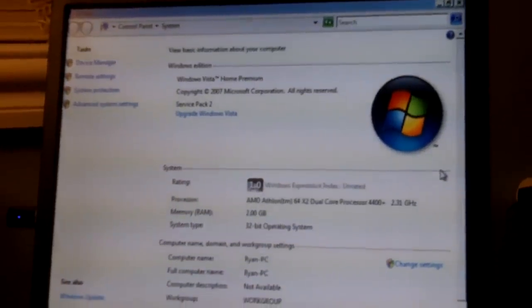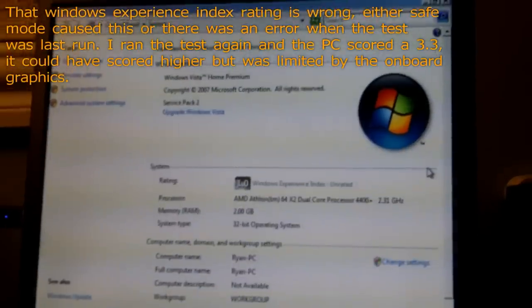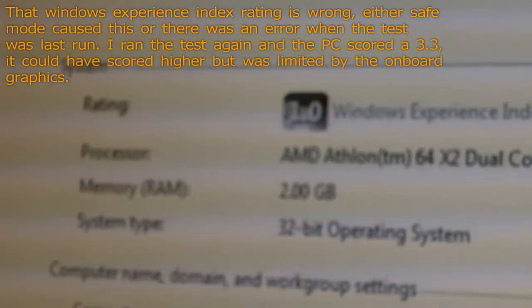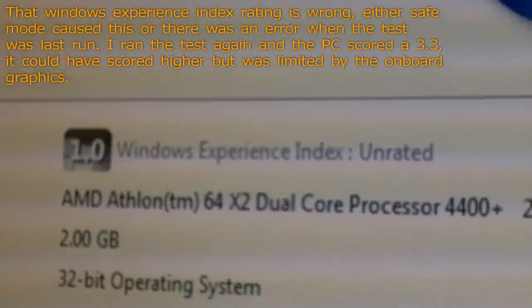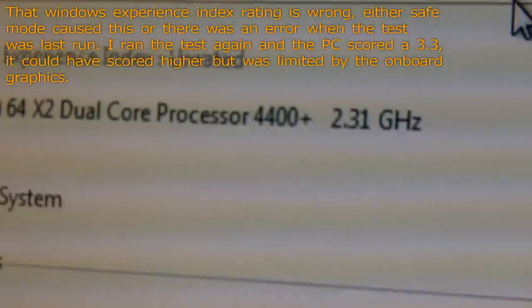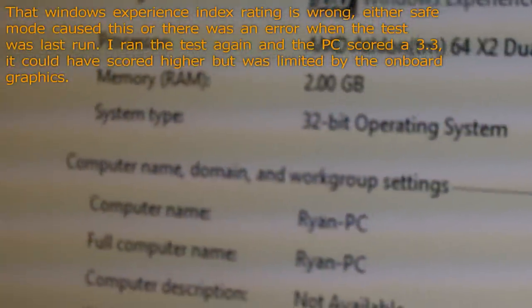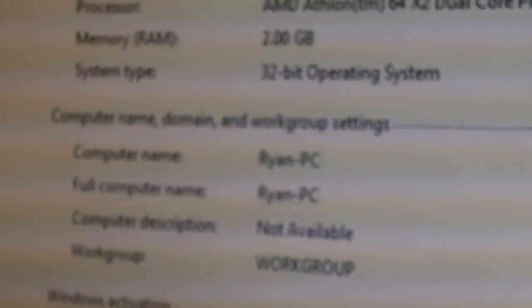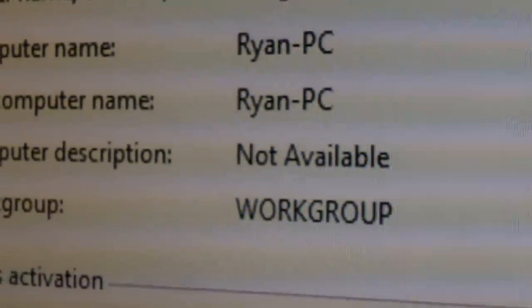So I had to go ahead and boot up into safe mode because I couldn't get an image to come up on my Dell monitor. So we're in the system properties right now. And you can see right now, as of now, it has a Windows Experience Index of 1.0. For a processor, I already said that, running at 2.3 GHz, 2 GB of DDR2 RAM. This is the 32-bit edition of Windows Vista. Previous owner's name was Ryan. And then under that, there's the Windows activation serial number.